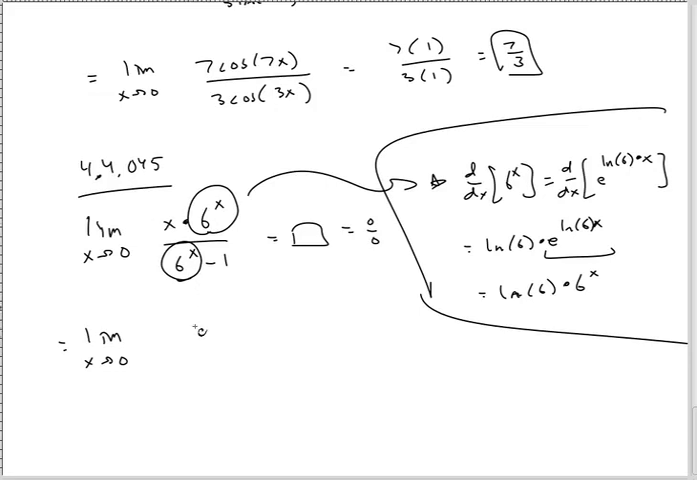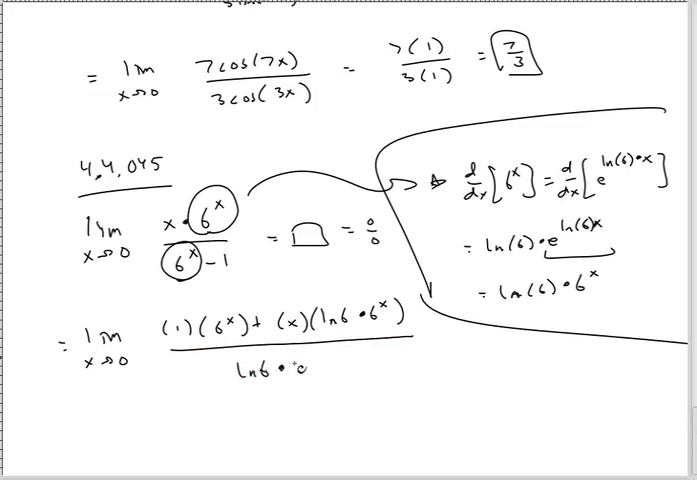So we got a product rule in the top. So the derivative of the first times the original of the second. Then you leave the first one alone, derivative of the second is that ln 6, 6 to the x. I know that's really weird looking, but that's just what it is. The 1 is going to go away, and you're going to get your ln 6 times 6 to the x here as well. So I can actually factor out a 6 to the x from both the top and the bottom.